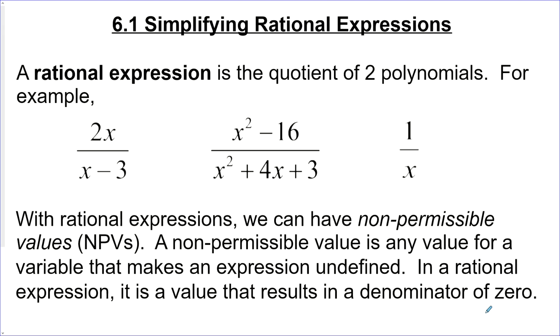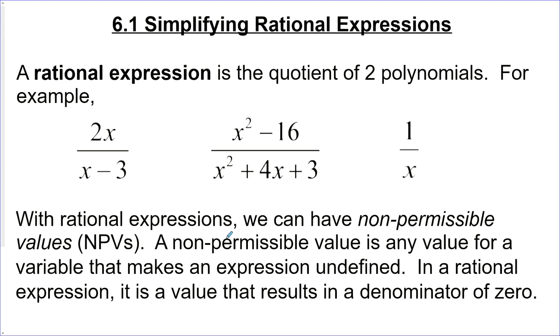6.1, simplifying rational expressions. A rational expression is the quotient of two polynomials. For example, a linear over a linear, a quadratic over a quadratic, or a constant over a linear. They don't have to match up.